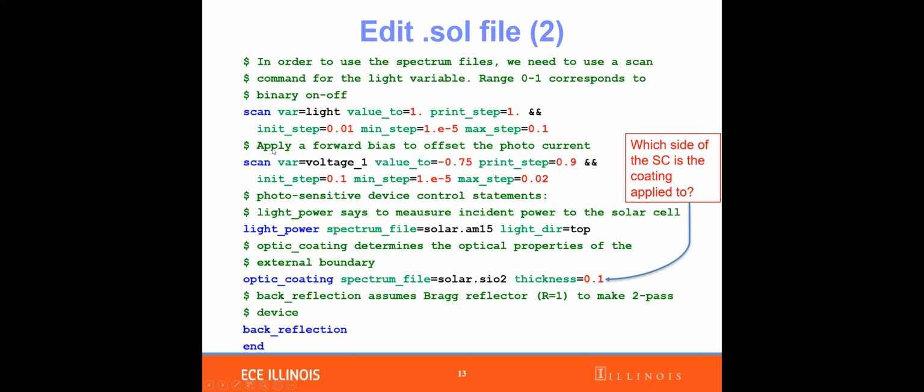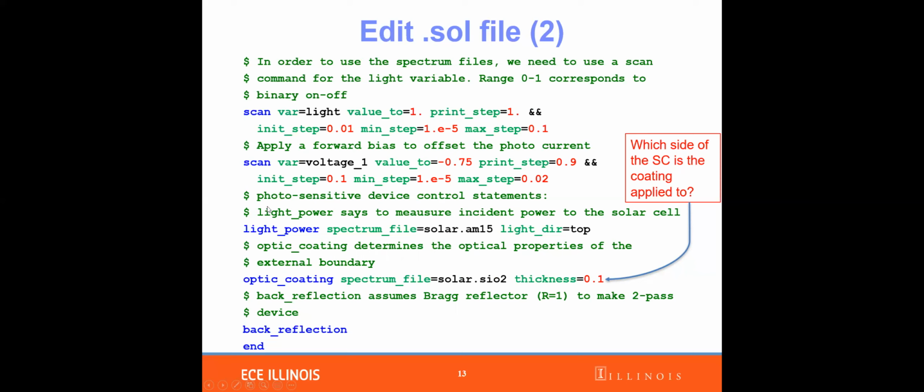And then we apply a forward bias to offset the photocurrent. So we apply the forward bias from 0 to minus 0.75. The reason we choose this value is because the open circuit voltage is roughly below 0.8 or 0.9 for a silicon solar cell. So we ramp up our voltage step from 0 to minus 0.75.